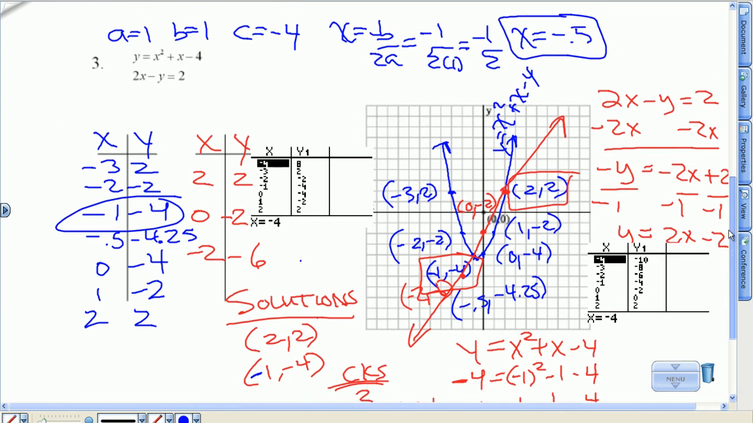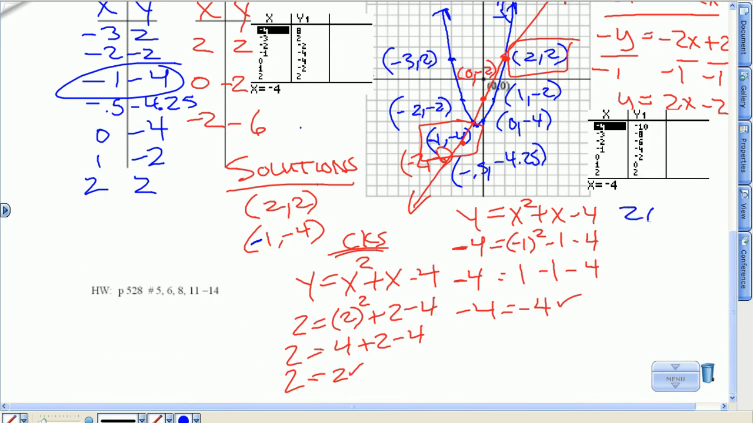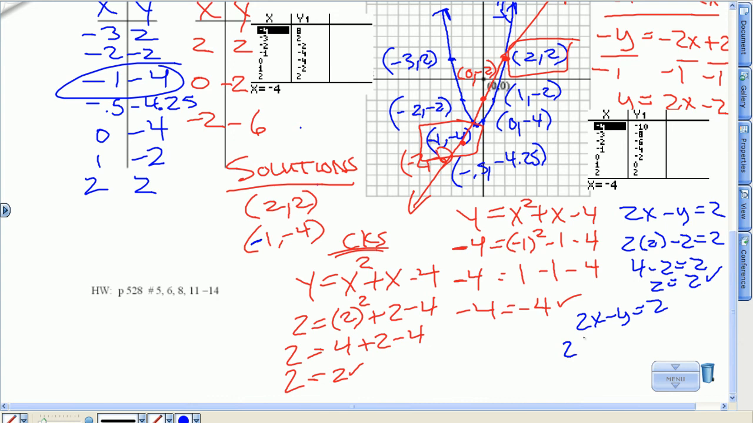Alright, the equation of our line, 2x minus y equals 2. So I'm going to try 2, 2 in there. So 2 times 2 minus 2 is equal to 2. 4 minus 2 is equal to 2. It's going to check out. Taking the same equation, 2x minus y equals 2. 2 times negative 1 minus a negative 4 is equal to 2. So that's negative 2 minus a negative 4 is equal to 2. That's negative 2 plus 4 is equal to 2. 2 equals 2. So it checks out.